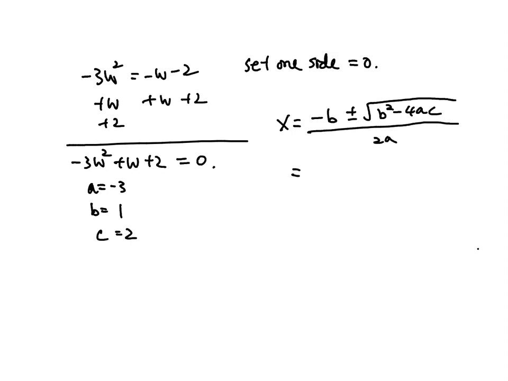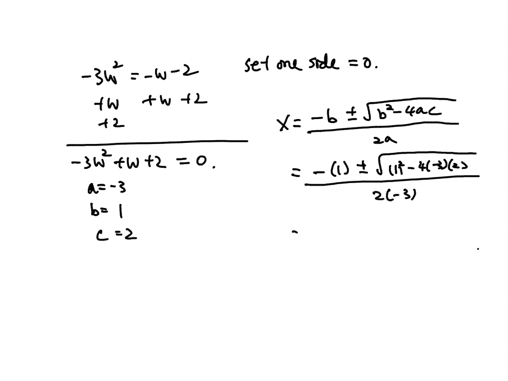Be very careful when you're dealing with negative numbers. I always like to put my numbers in first and use parentheses as appropriate. So negative 1 plus or minus the square root of 1 squared minus 4 times negative 3 times 2, over 2 times negative 3. Notice I'm adding parentheses, even though they're not in the formula. Make that a good habit so you won't lose signs.